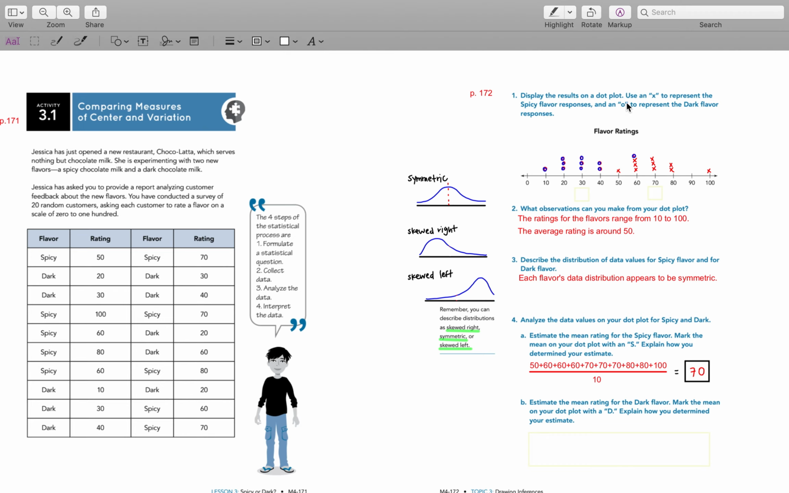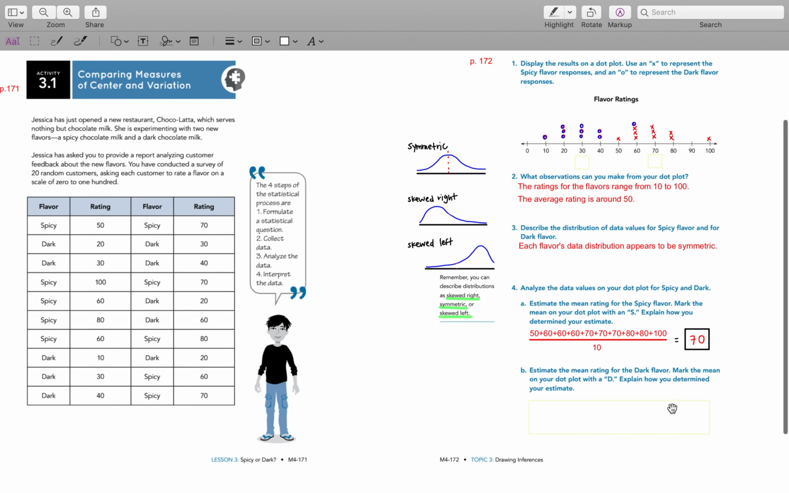So spicy is represented by X, so we focus on the X ones right here. So we have 50, and there are 3 60s. So 50 plus 60 plus 60 plus 60 plus 70 plus 70 plus 70 plus 80 plus 80 plus 100, all divided by however many data values we had. So 1, 2, 3, 4, 5, 6, 7, 8, 9, 10. So there were 10 responses for spicy. So we add them all up, divided by 10. We get 70. So the mean rating for the spicy flavor was 70. So the average rating for spicy was 70.